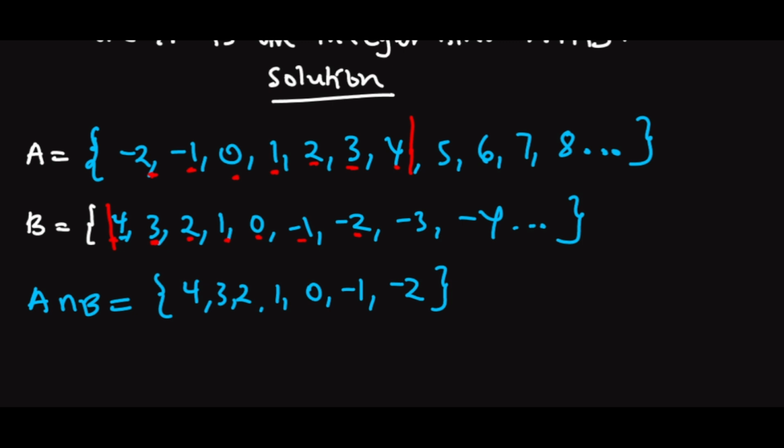Therefore, the elements of A intersection B are 4, 3, 2, 1, 0, negative 1, and negative 2. And this is in descending order. If you want to rearrange this in ascending order, then you can start from negative 2, negative 1, 0, 1, 2, 3, and 4, and it is still correct.